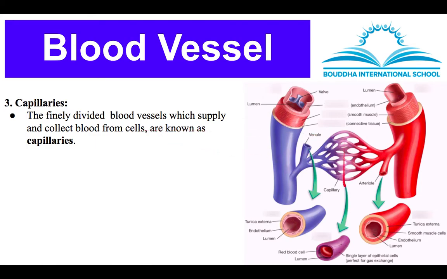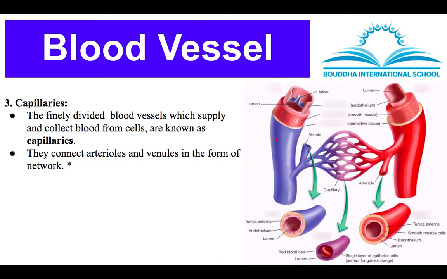So its wall is very thin and porous, so from here the blood is released, and that blood will be taken to each and every cell, and after supplying to the cell, again it will collect back that blood from the cell into the system. So that's why its function is to supply as well as collect blood from cells.